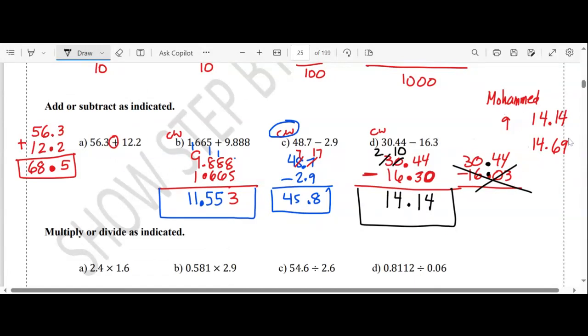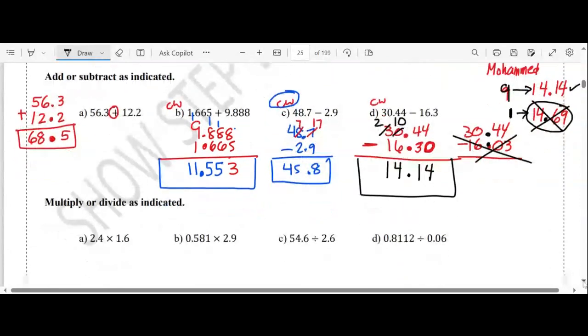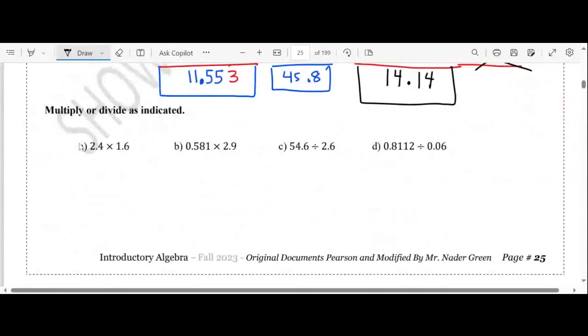I don't know how you got this. How did you get this? So be careful. This is the correct answer. Thank you, Muhammad. 9 people got it correct and 1 person got it wrong. It's okay to make mistakes and correct them. Next one, we're going to multiply.